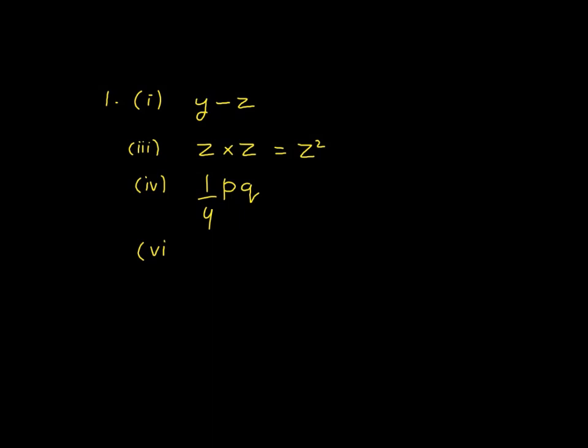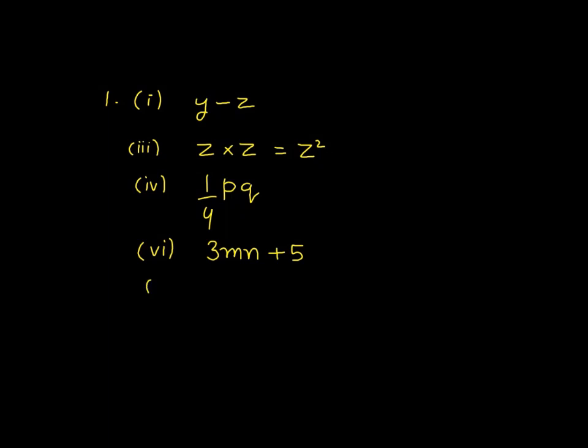Sixth part, number 5 added to 3 times the product of m and n. We have to take the product of m and n, which is mn, and 3 times of this, which means 3mn, and then number 5 is added to it, plus 5. So the expression will be 3mn plus 5.